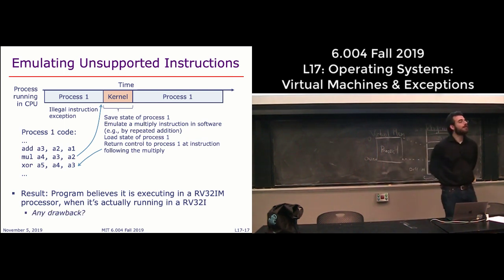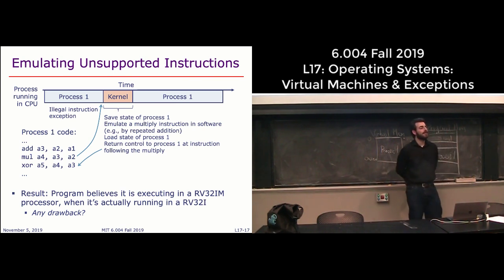Okay, is there any problem with this approach? Why do we implement processors with multipliers after all, if we can do this?